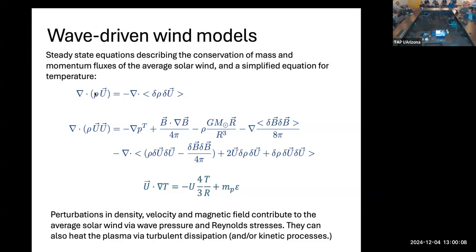And these equations have been derived after a two-scale analysis, by assuming that you have a steady state average wind, and then on top of that, you have rapidly varying fluctuations, and you are taking the average of it. So the brackets denote the average over fast time and spatial scales. So if these fluctuations are large enough, you cannot neglect them, and they contribute to the average wind. And in particular, they can accelerate the wind through Reynolds stresses and magnetic pressure, wave pressure. And by dissipating, they can also heat.